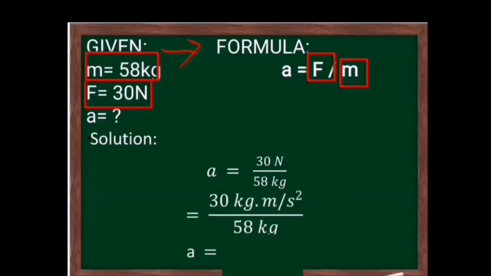We need to change the unit Newton to the other unit of force, which is kilogram meter per second squared, so that we can cancel the same units. Do you see any same units? Kilogram is the same unit, so we can cancel kilogram. What's left is meter per second squared, which is the unit for the acceleration. Now perform the equation 30 divided by 58. If you try to compute it in a calculator, enter first 30 then divide it by 58. What's the answer? The answer is acceleration is equal to 0.52 meter per second squared.